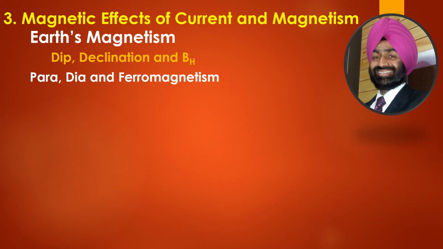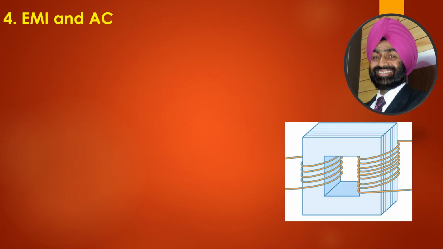So this second part of course may have only question of 1 to 2 marks. Sometimes there is no question at all. So first part, that is magnetic effects of current, is more important. Let's switch over to fourth unit, that is EMI and AC. Easy as well as easy to understand and important also.